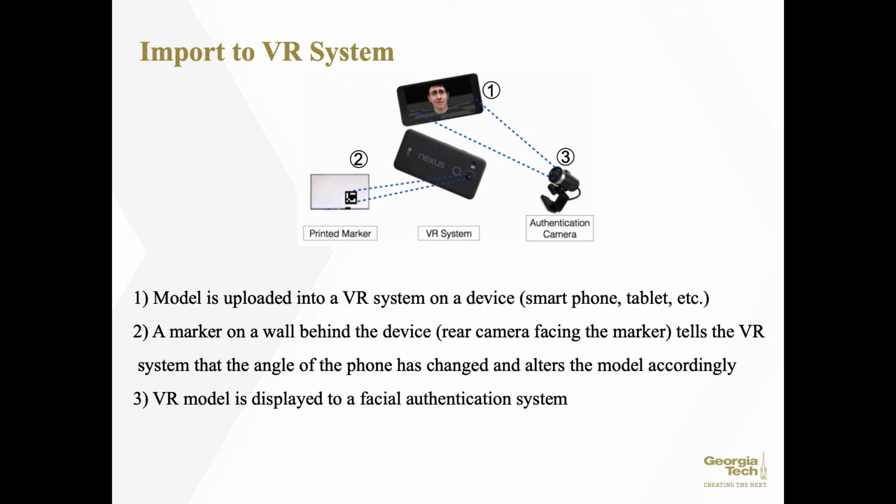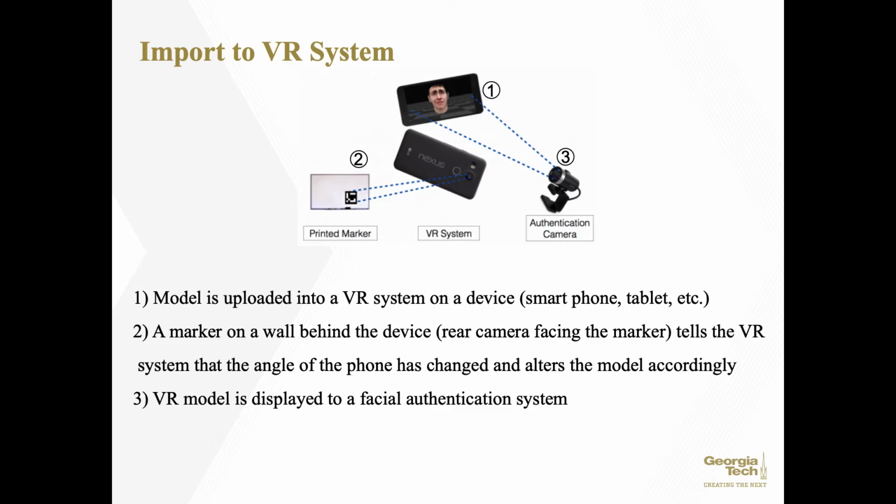So, what does that really mean? There are more sophisticated ways of doing this, but the rear camera detects that mark, and whenever there's a change in the angle of view of that mark, it can tell that the angle of the phone has been altered. It can change the face angle of the virtual model so that it matches that rotation. And it displays more of a realistic 3D effect for the authentication system.